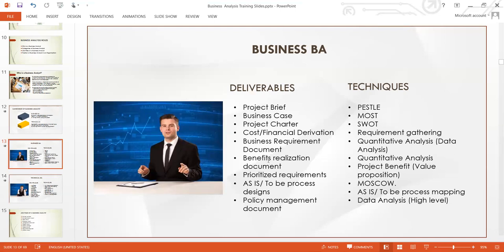And to implement all these deliverables, there is a technique. You can see at this right hand, these are techniques you need to use to do all these things. It's called a PESTLE. This PESTLE is used to analyze stakeholders. MoSCoW is used to analyze requirements. SWOT is used to analyze the strengths, weaknesses, threats, and opportunities. Requirement gathering. It's a requirement elicitation technique for gathering requirements from the stakeholder. Quantitative analysis, data analysis, there are so many of them we are going to meet.